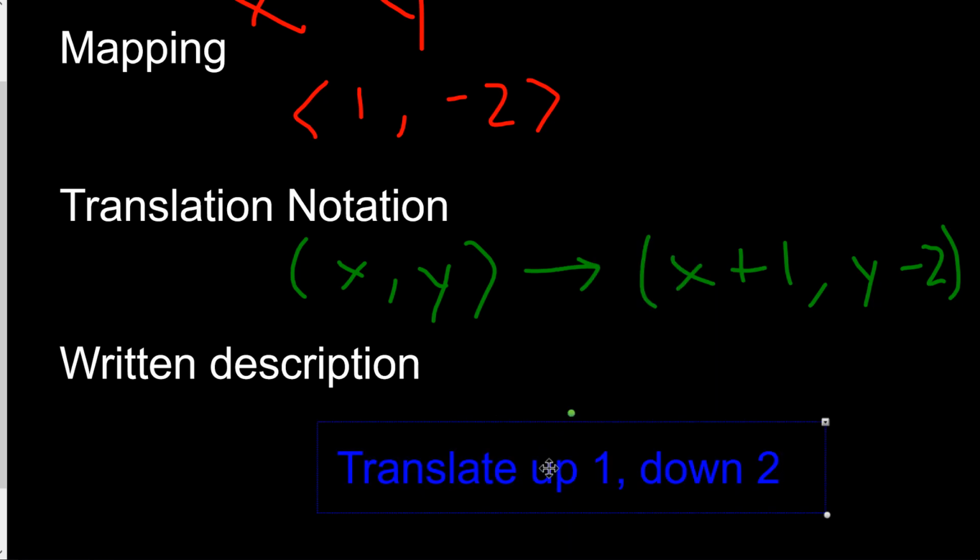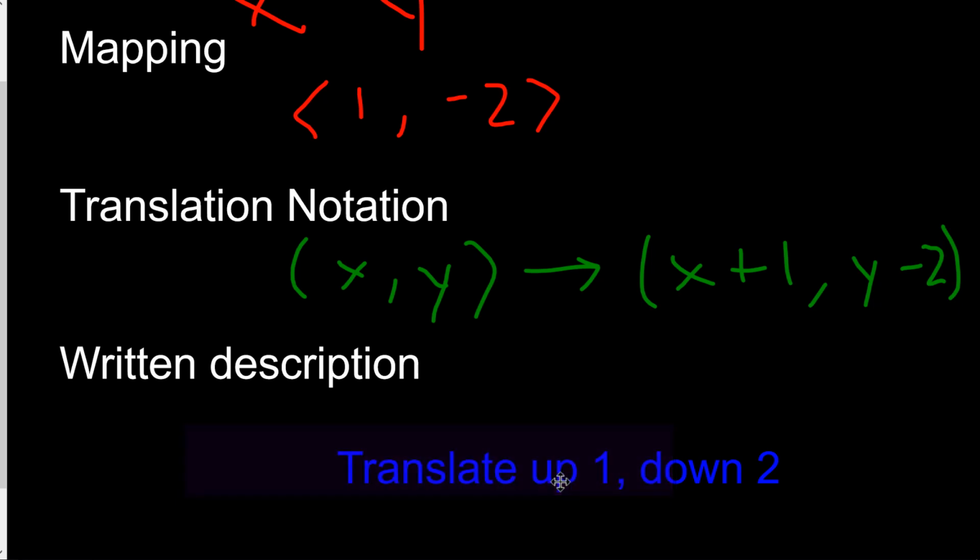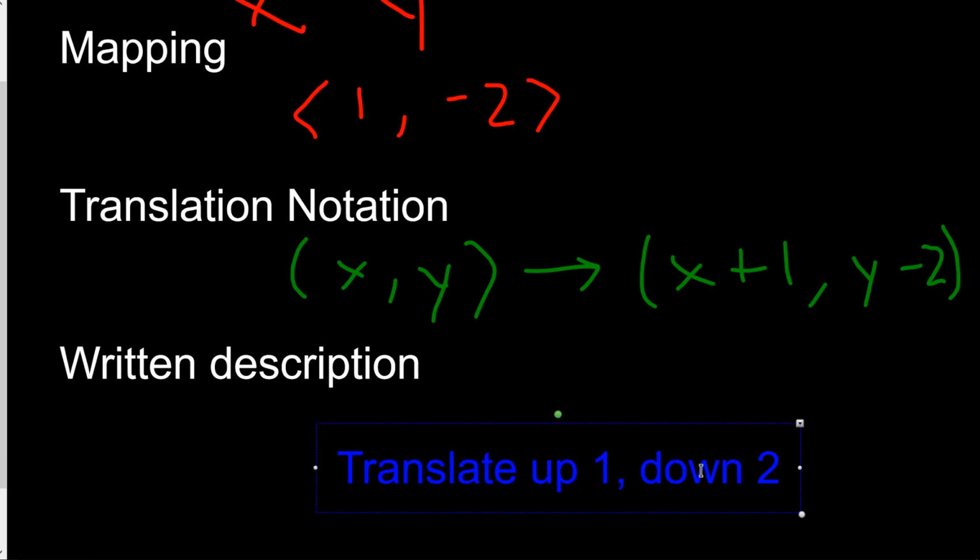That's not supposed to say up. That should say to the right 1. Okay. Let me just fix that real quick. Translate right 1 down 2. Okay. So that's what is called the written description.